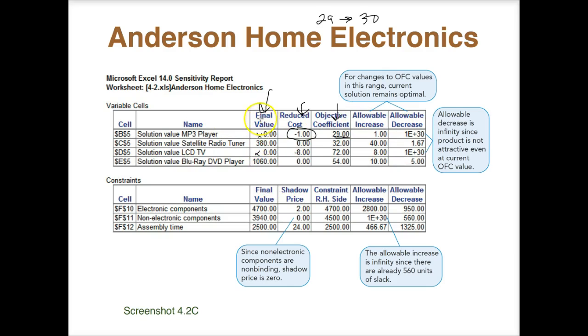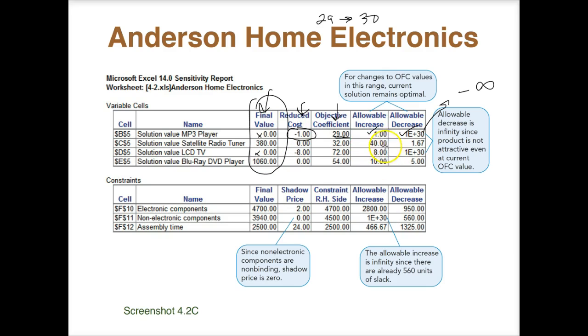Now, to keep these solutions that we currently have the same, we know that the allowable increase for this is only $1. And of course, that makes sense because if we increase our profit by $1, then now it makes sense for us to actually start to produce MP3 players and not necessarily keep it at 0. Okay. Now on the allowable decrease, this is saying that you can decrease as much as you want, but you can only increase this amount to be able to change these solutions here.